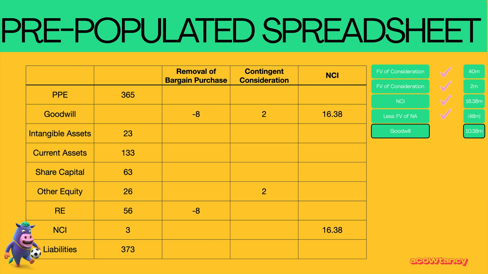So we started off with, first of all, removing that, that's minus 8. Then we put in the 2. That gets us to minus 6. Then we put the 16.38, and that gets us to the goodwill of 10.38.